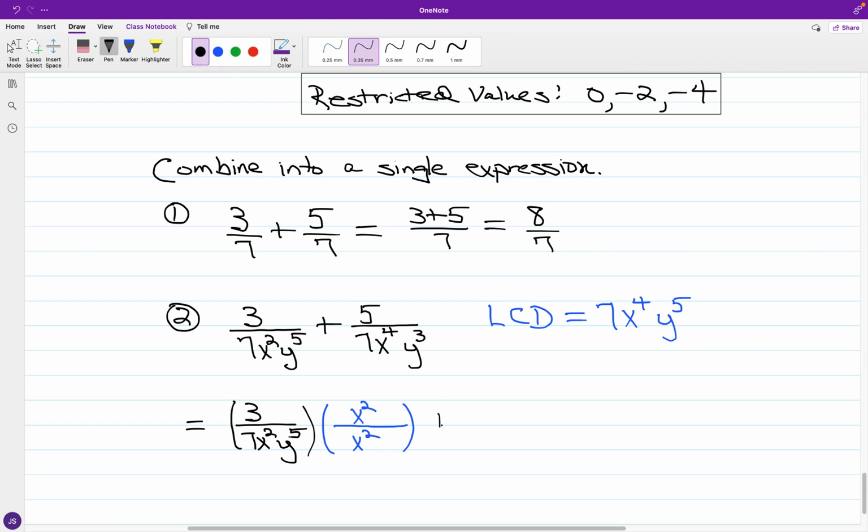And for what we have in the second ratio, 5 over 7x to the fourth, y to the third. So we already had the 7 and the x to the fourth. So now we've got y to the third relative to y to the fifth. So if I take y cubed into y to the fifth, I'm going to need y squared.